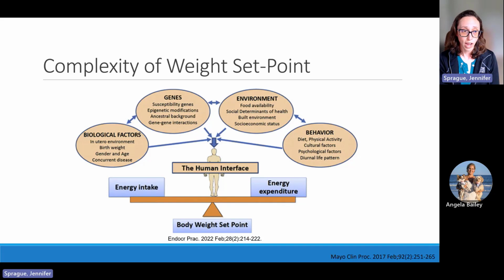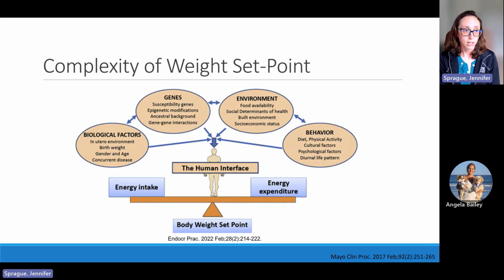So there are biological factors like the in utero environment and birth weight. In utero environment may lead to programming of the body. This is called the Barker hypothesis, the developmental origins of disease. So in utero factors influence long-term outcomes. Birth weight, so patients who are born high birth weight and low birth weight who then have catch-up growth have an increased risk of obesity.